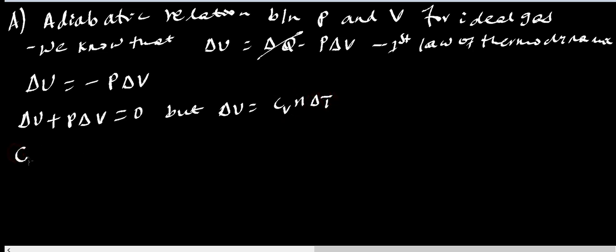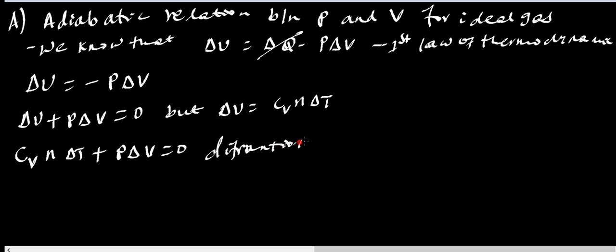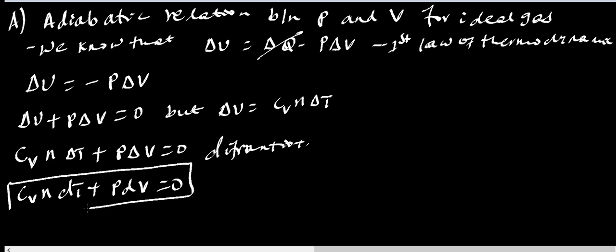Substituting it here, CV n change in temperature plus P change in V is equal to zero. Let's differentiate it. Therefore CV n dT plus P dV is equal to zero. Let's call this equation one.